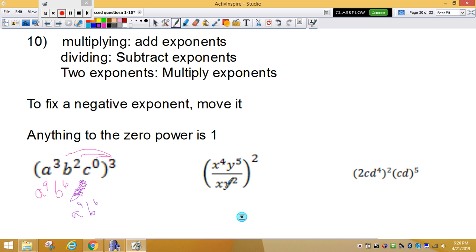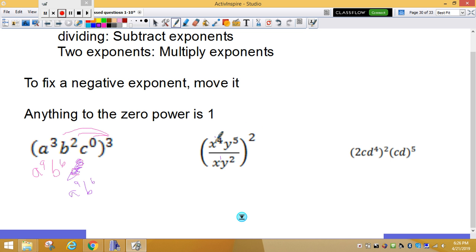All right, example 2. This x gets a 1. And again, we multiply to everything. So this is going to be x to the 8, because 4 times 2 is 8. y to the 10, because 5 times 2 is 10. On bottom, 2 times 1 is 2. And 2 times 2 is 4. Now these are dividing. The rule is if they're dividing, you subtract. So 8 minus 2 is 6. And 10 minus 4 is also 6.